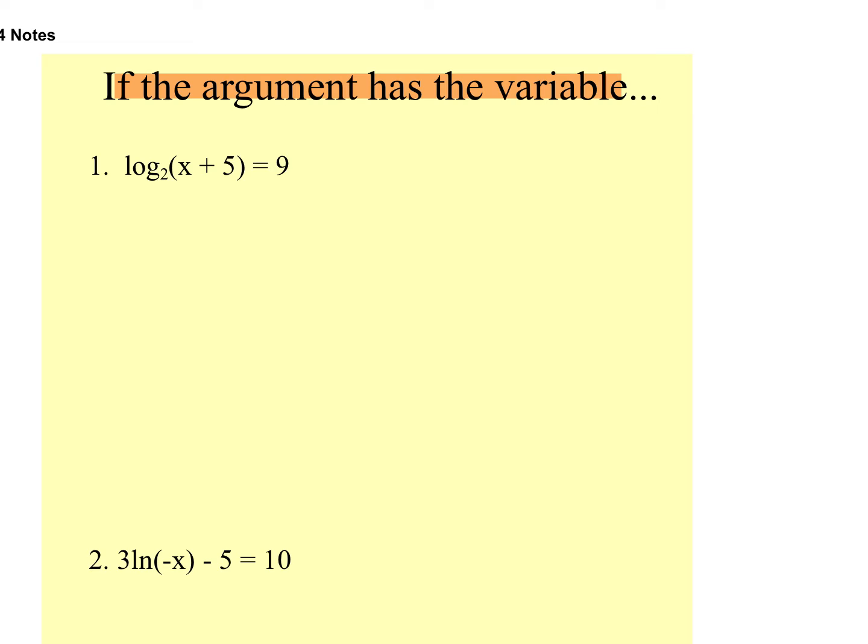All right. What if the argument has the variable in it? Well, this isn't like, oh my gosh, now it's really hard. It's just different. So rewrite 2 to the, say it, 9th equals x plus 5. That's all there is to it. And then you subtract 5 and you're done. These are actually some of the easier ones.